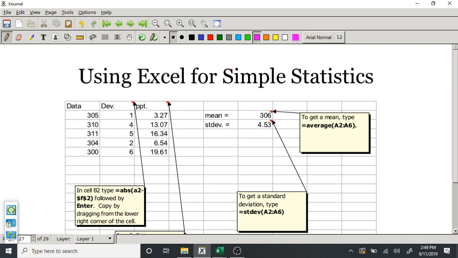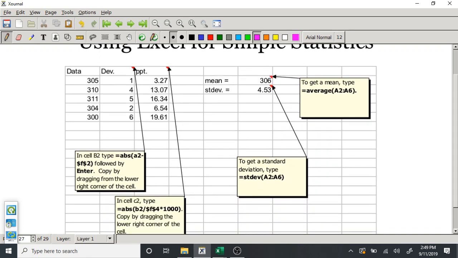All right, let's talk about how you use Excel to do some of these things. Over here I have a set of data. Once I calculate the mean for the data, I can calculate the deviation, and that's what this is showing. The deviation is the absolute value of the difference between the data point itself and the mean value. Now, why do I put dollar signs in front of the cell reference for the mean? What does that do?